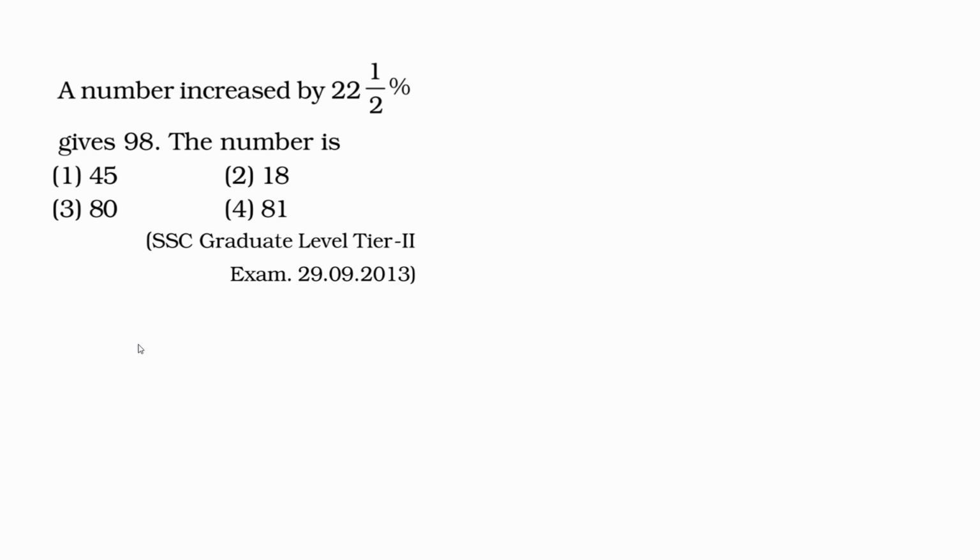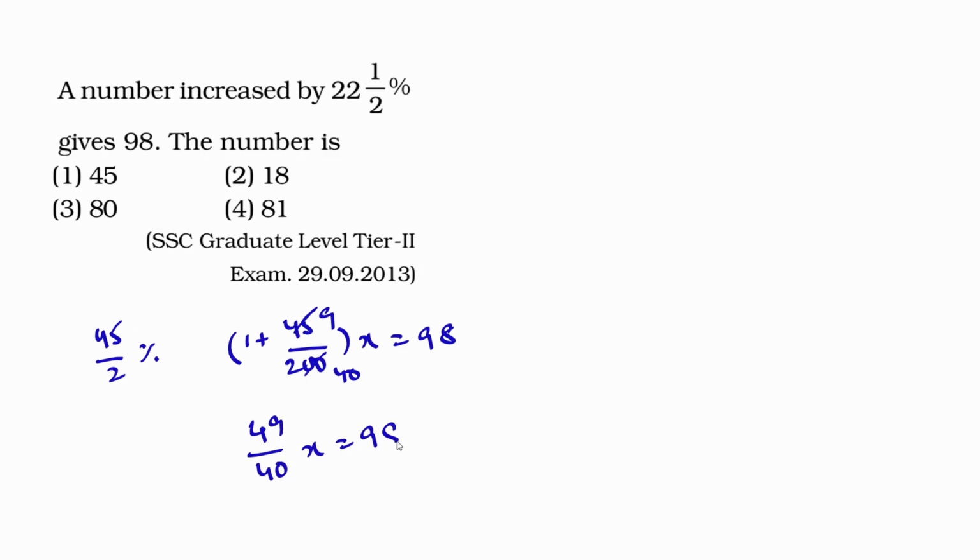Number increased by 22.5% gives 98. 22.5 is 45 by 2. So 1 plus 45 by 200 times x is 98. 9 and 40 is 49 by 40. So 49 by 40 times x is 98, and hence x equals, it goes 2 times, that's 2 times 40, which is 80.